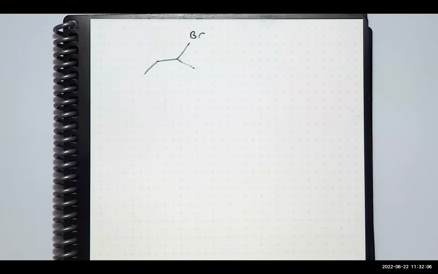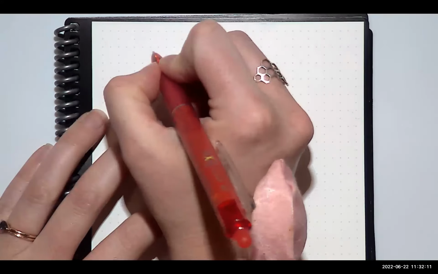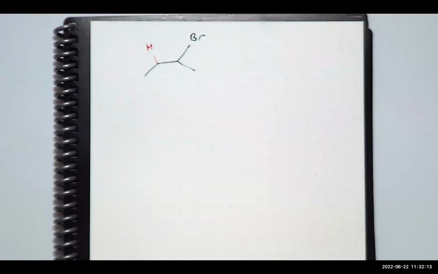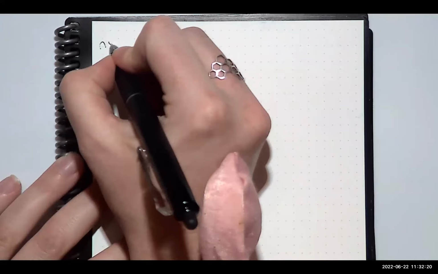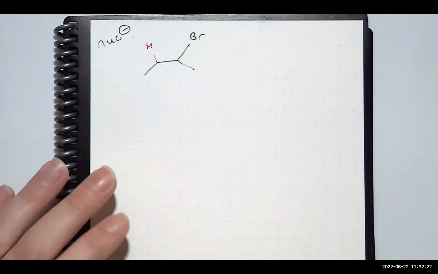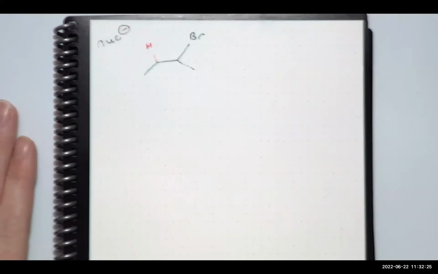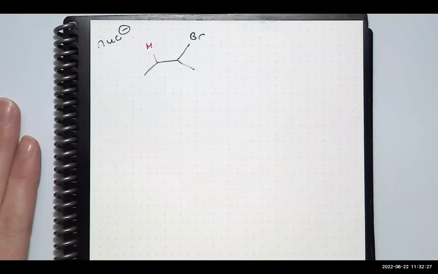So we have our leaving group, which is bromine. I'm going to draw the bond to the hydrogen as well, even though it's implied. And then I'll make my nucleophile. It's a strong nucleophile, so it's negative. So if you can, quickly draw the curved arrows. I'll give you like 30 seconds to draw the curved arrows.